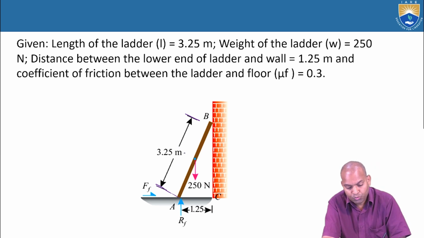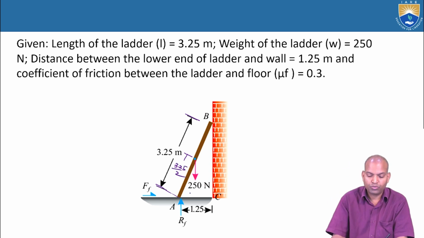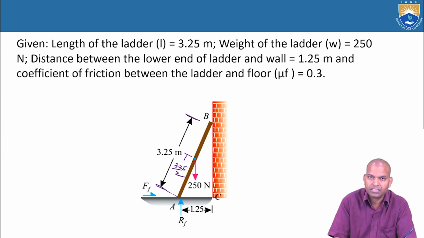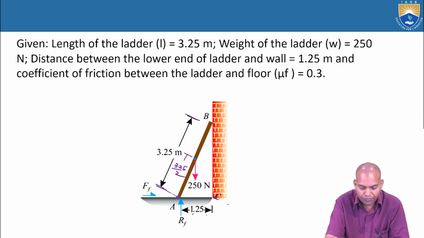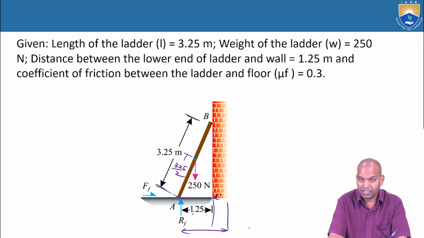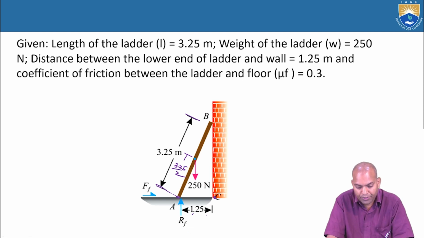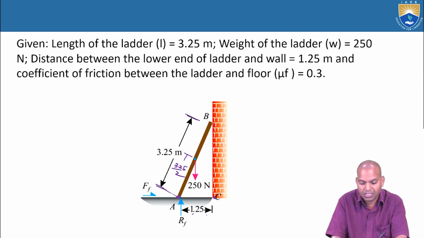This is at a distance of 3.25 by 2 meters, where the 250 newtons is acting. Now the distance between the lower end of the ladder and the wall is 1.25 meters. Now we have to consider whether this 1.25 is from here to here or from here to here, which position? Because one thing is very important: the distance of the ladder means the distance of this point, which we know. What about the other end? The other end point is the point with this line of action. This is what we have to consider.